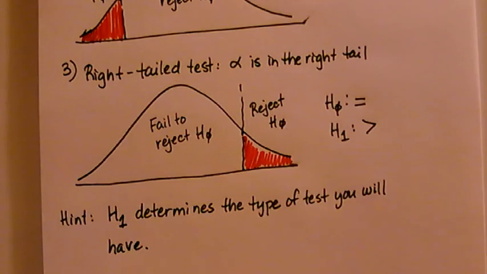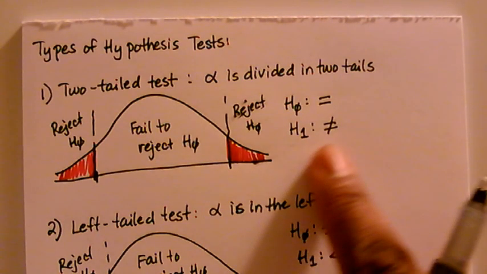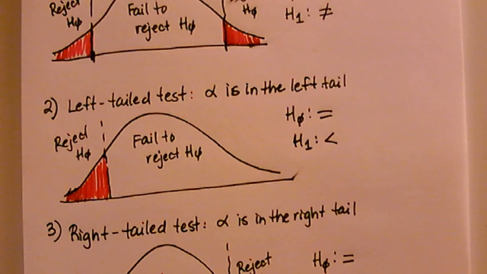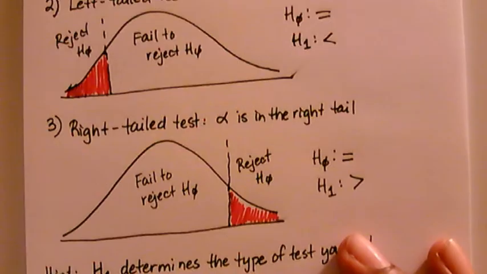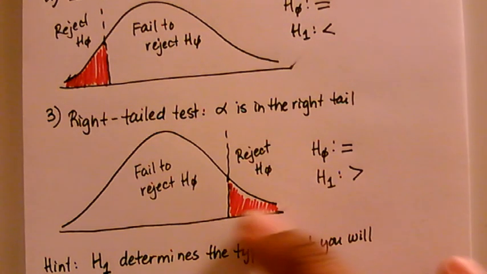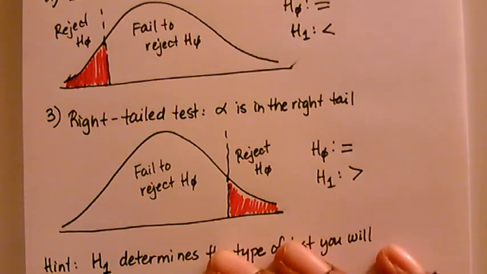So you always look at the alternative hypothesis to determine whether you're going to have a two-tail test or a left-tail test or a right-tail test. So again, if the alternative says not equal to, it's a two-tail test. If the alternative says less than, then it's a left-tail test. If the alternative hypothesis says greater than, then it's a right-tail test. Okay, so that's very important to determine the type of test that you're going to have.